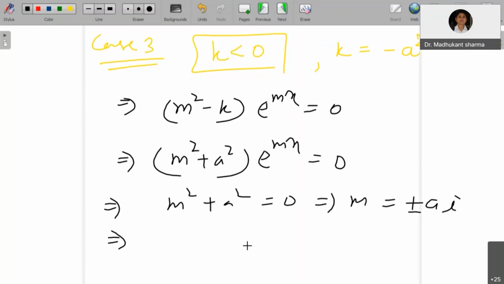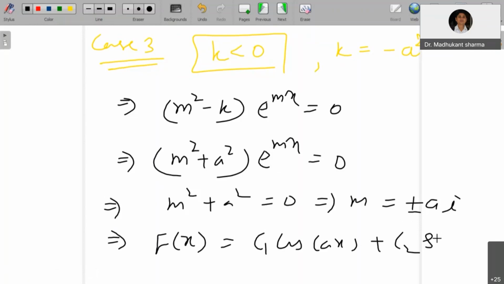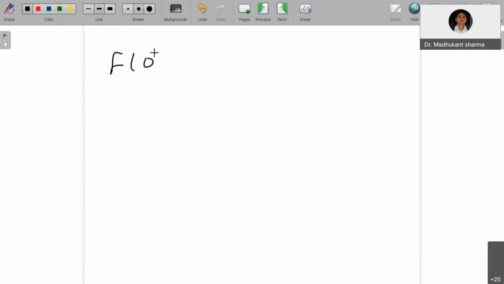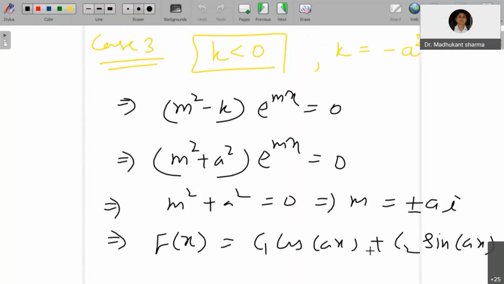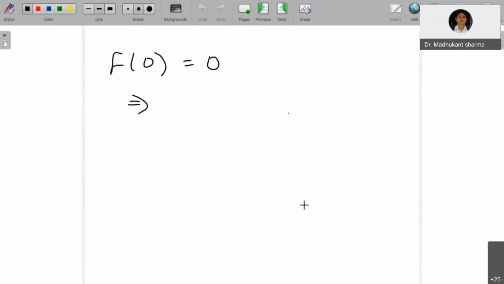So this will certainly imply f of x equals, the real part is 0 and the imaginary part is a, so you have c1 cos ax plus c2 sin ax. Now again, you will substitute the conditions. So f at 0 equals 0. If you replace x by 0, cos 0 is 1, sin 0 is 0, so C1 is 0.